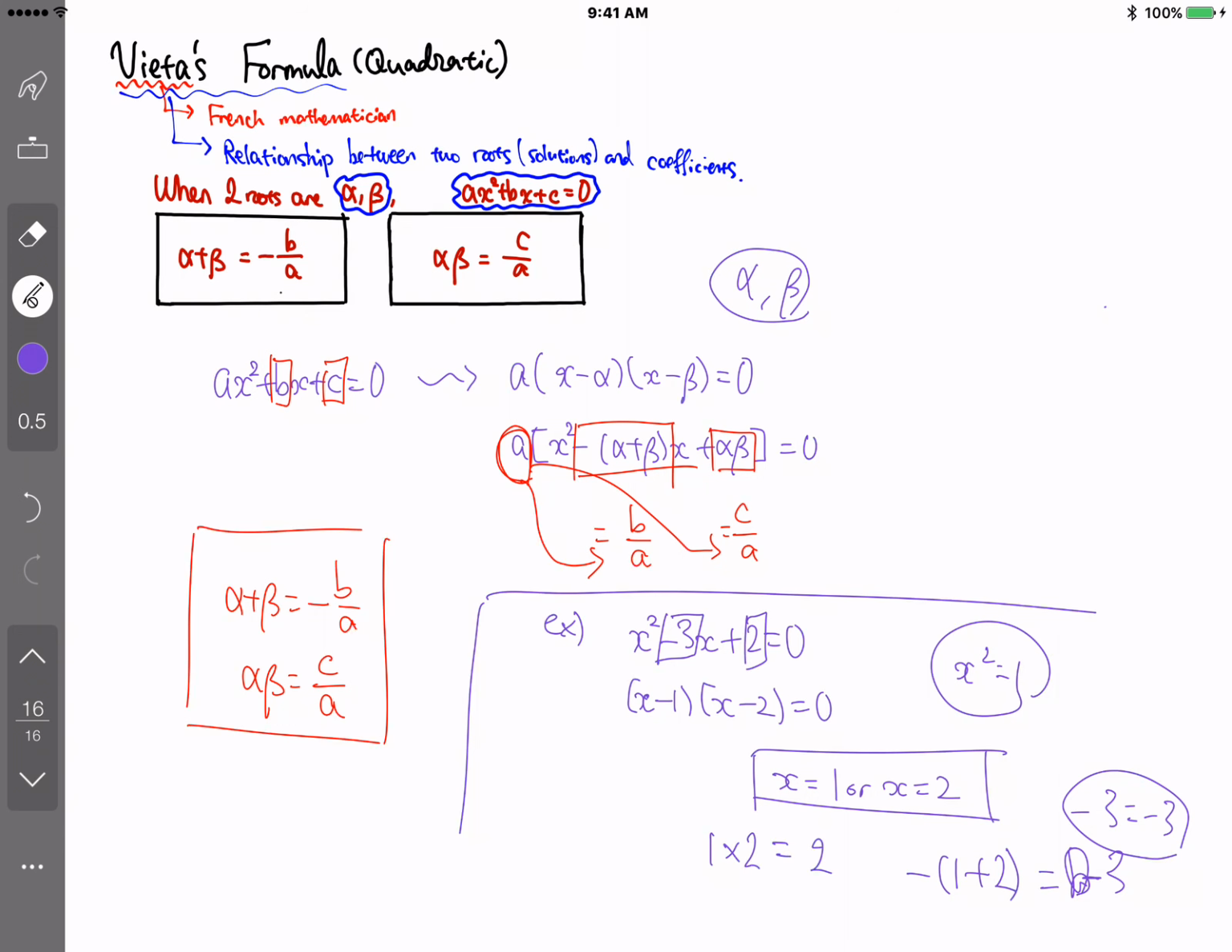And yeah, that is all there is to Vieta's formulas. Now it's proved by the example, right? So this was an introduction to how Vieta's formulas apply to quadratics, and thank you for watching.